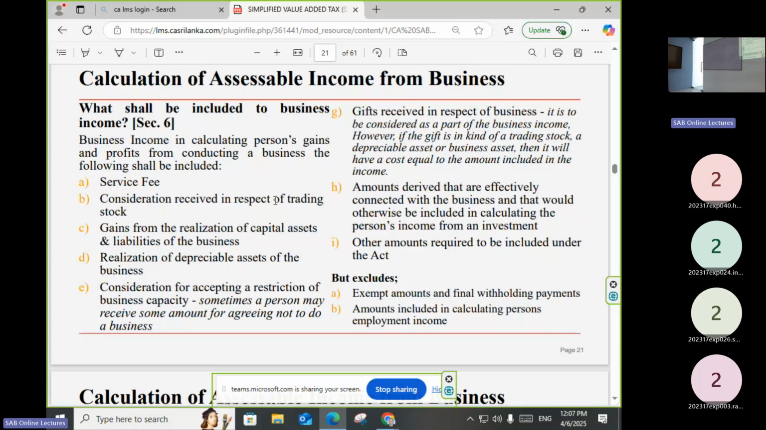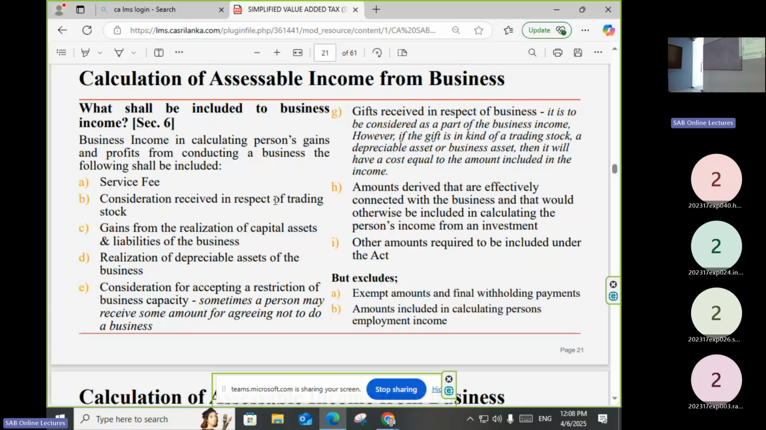Transaction, sales transaction. Consideration. So it's on cash. If it is a gift, there is no requirement to repay that. If it is a loan, we have to give a ticket.